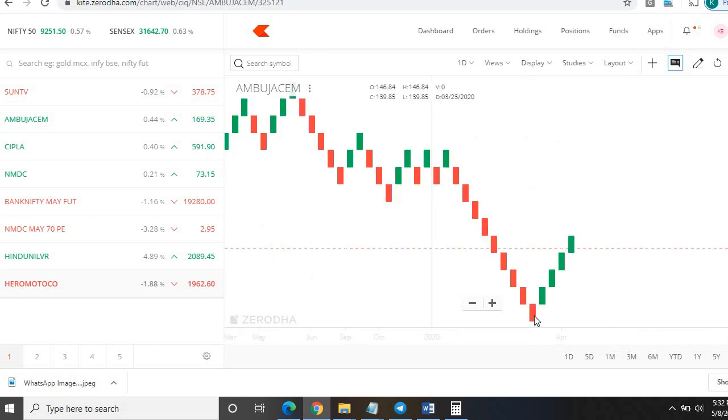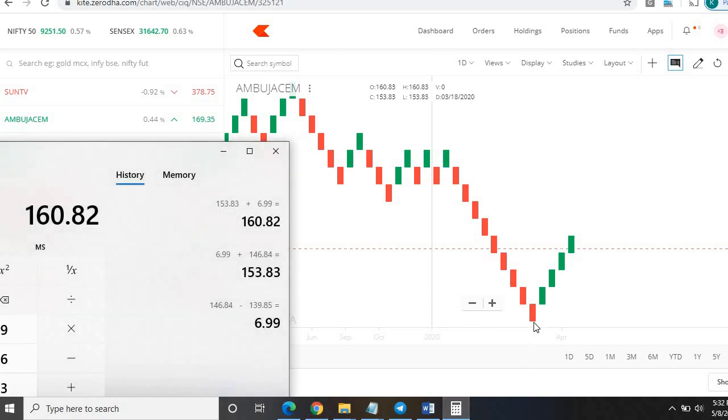For example, if you see this red candle, you can see the length here. The high and low are written here as H and L. If you look at this one, the high is 146.84 and the low is 139.85. For simplicity, I made the calculation here. So one bar length is 6.99, or approximately 7.